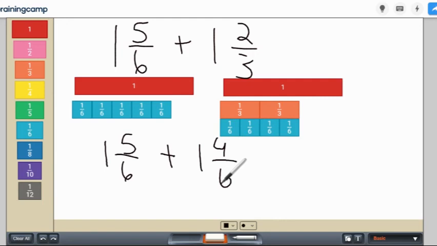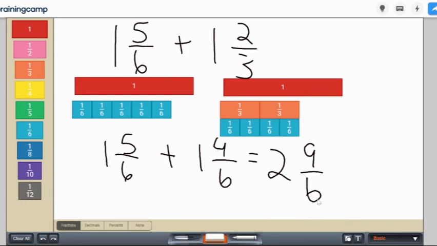So now we add across like we've done. So 1 plus 1 is 2. 5 plus 4 is 9 over 6. Again, hopefully the kids realize this fraction needs to be simplified. So how do we do that? We know we have at least one whole in here. So let's pull one whole. And now we can easily see we're going to have 3, right?